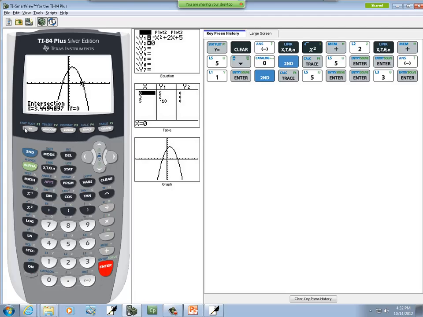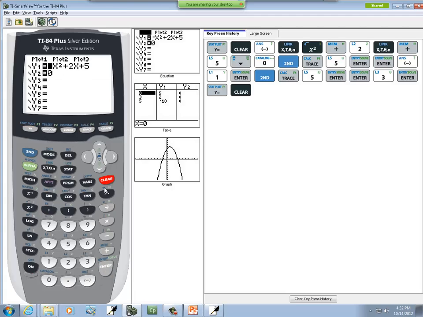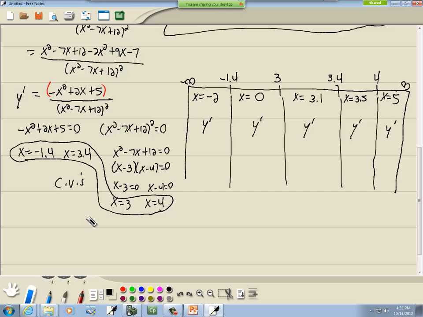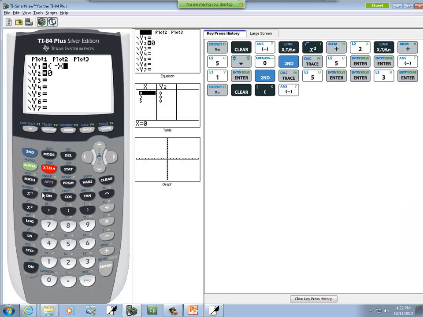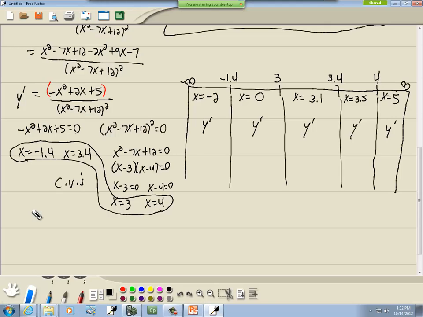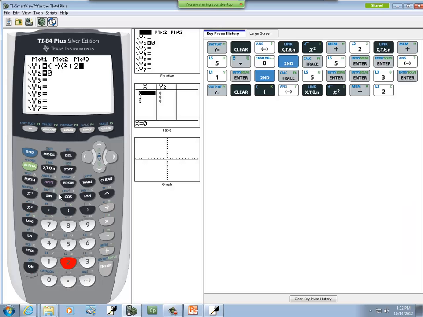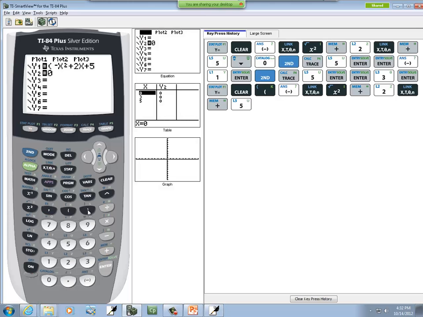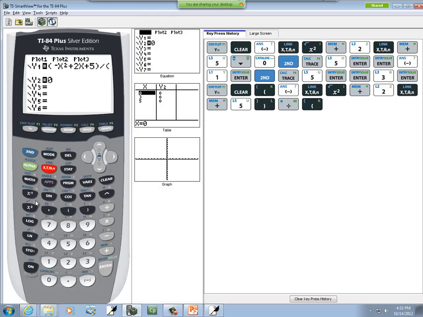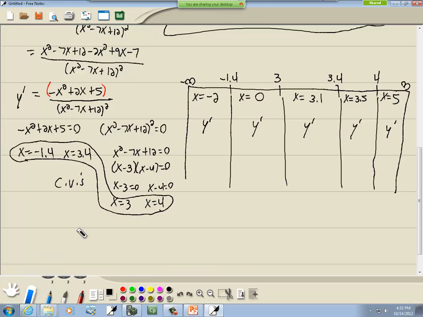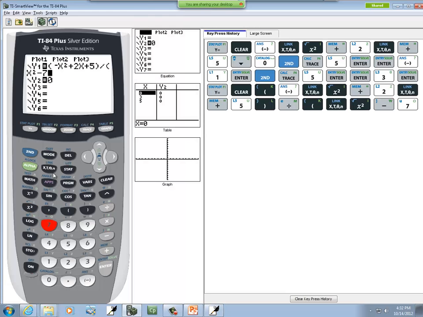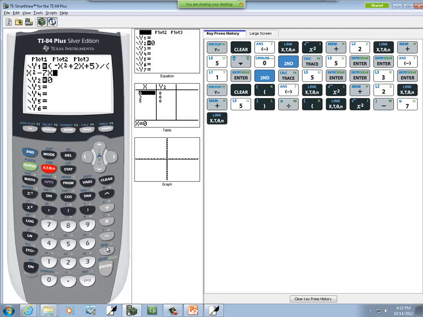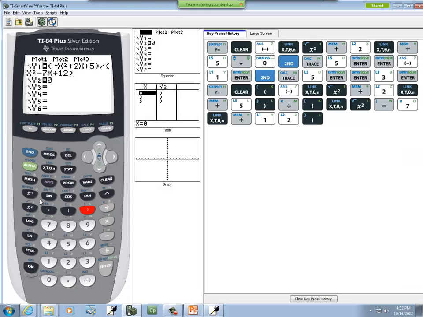Okay, so I'm going to press y equals, clear, and I'll put a beginning parentheses, negative x squared plus 2x plus 5, closing parentheses, divided by beginning parentheses x squared minus 7x, sorry, plus 12, closing parentheses, and then squared.